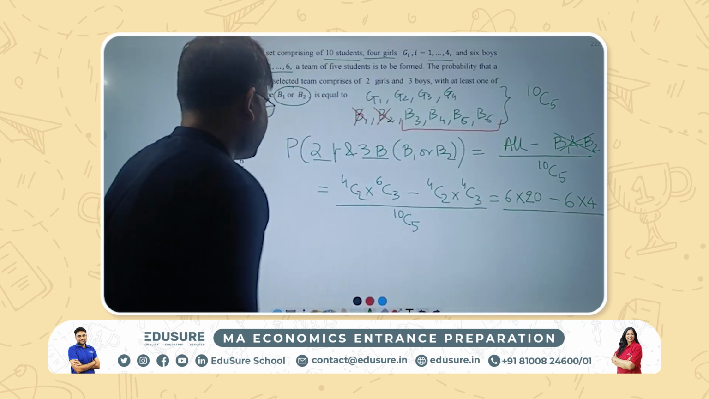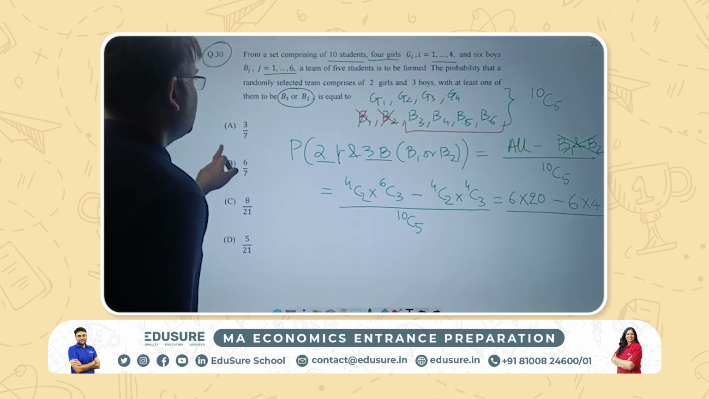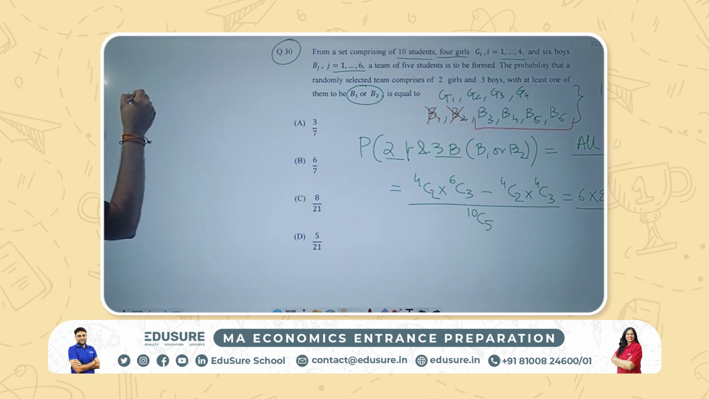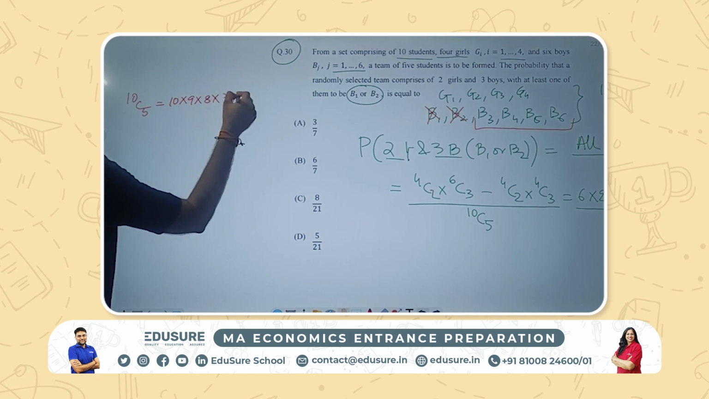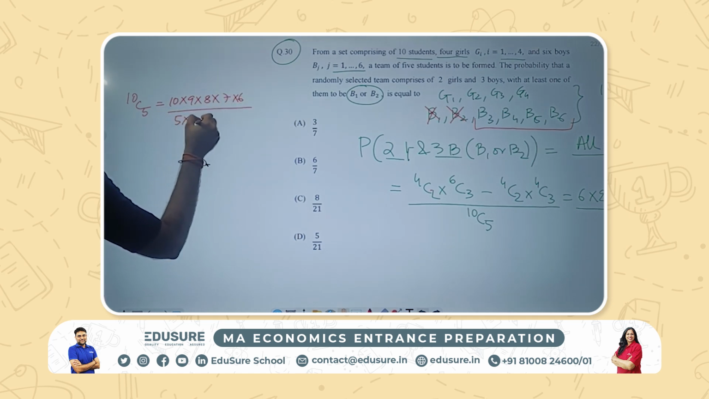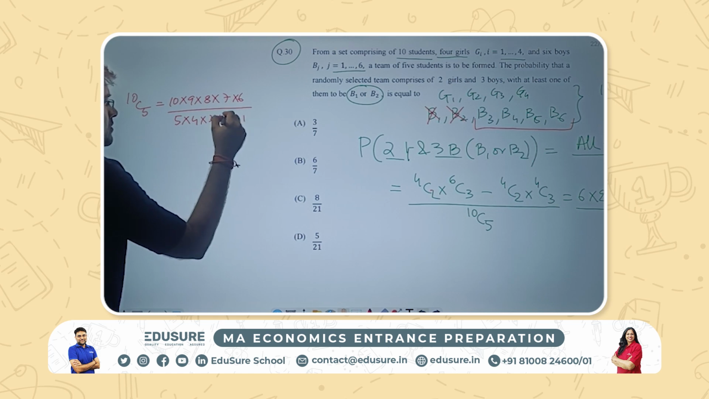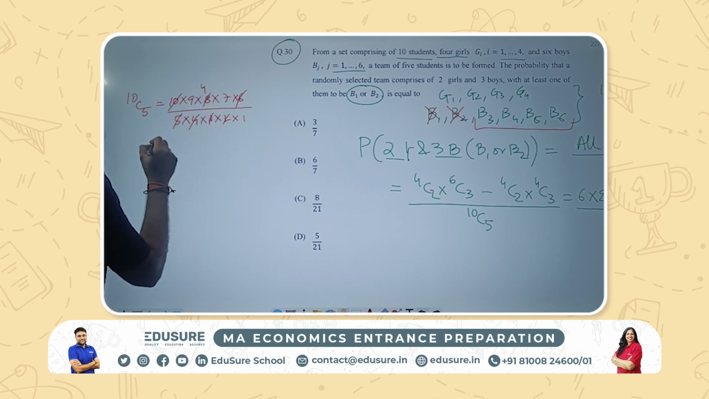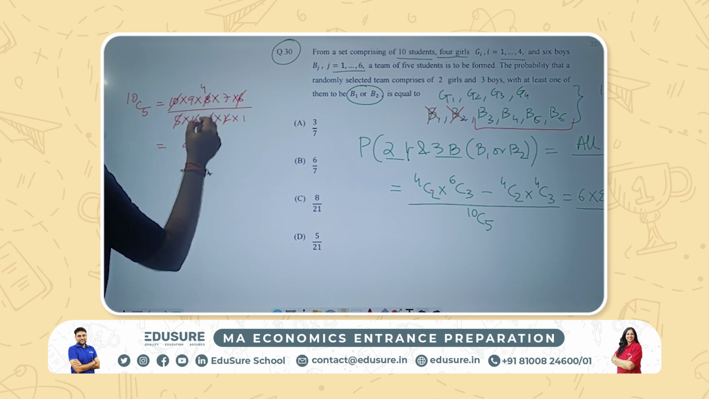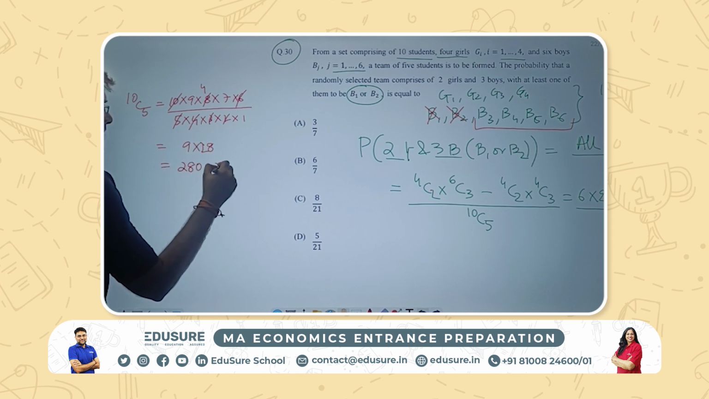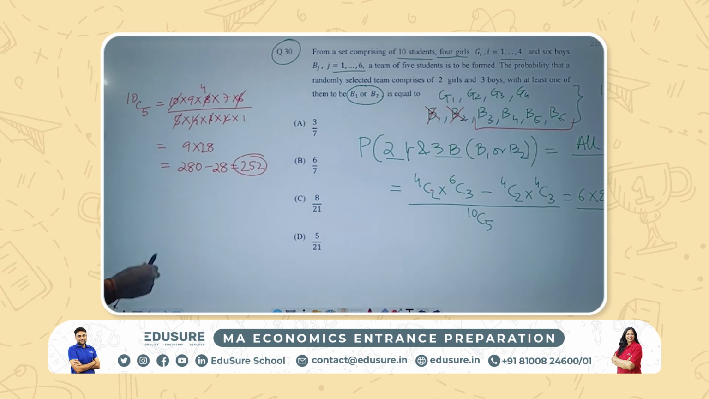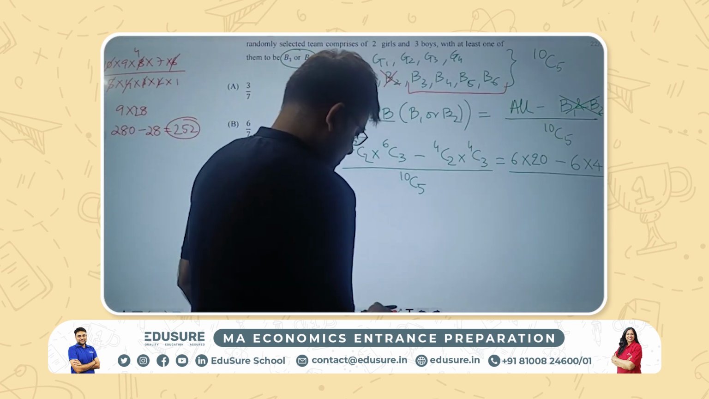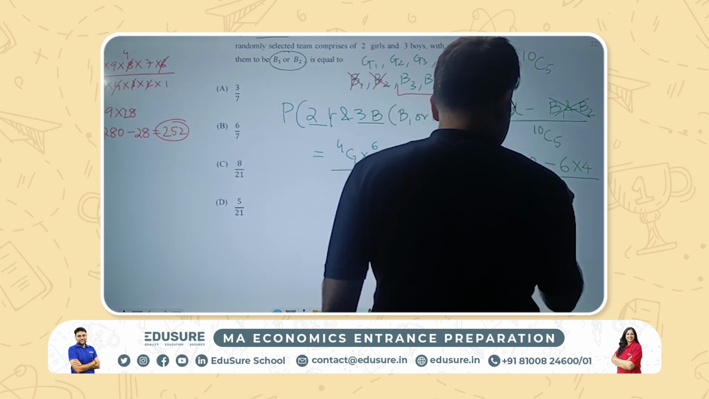Now 4C2 is 6, 4C3 is 4. And 10C5 is what? 10C5 is 10 into 9 into 8 into 7 into 6 divided by 5 into 4 into 3 into 2 into 1. 3 into 2, 6 out. 5 into 4, 10 out, and 8 becomes 4. So this becomes 9 into 4 into 7, which is 28. So basically 9 into 20, which is 280 minus 28, which is 252. So 10C5 is 252.